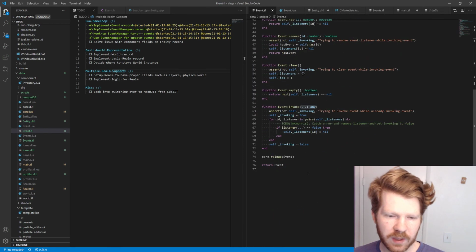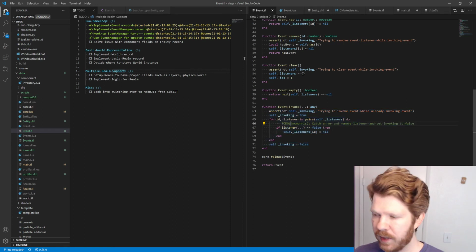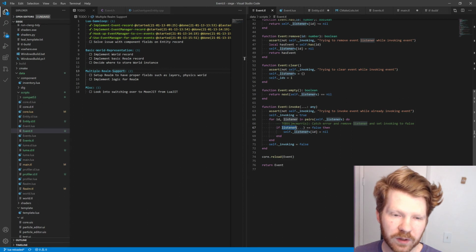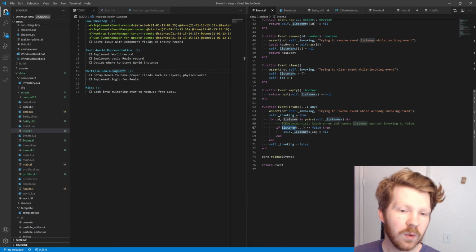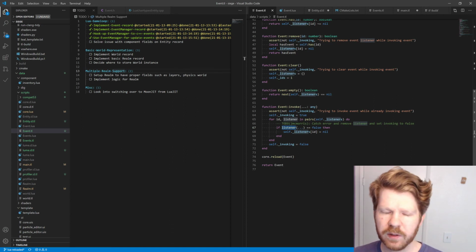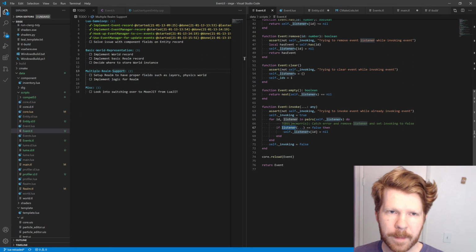And so this is again the invoke function. Now I even tried commenting out a lot of this to see if just invoking, iterating over the listeners and invoking the listener and not doing anything else would be much faster, and it wasn't. So I'm not completely sure what's going on there.